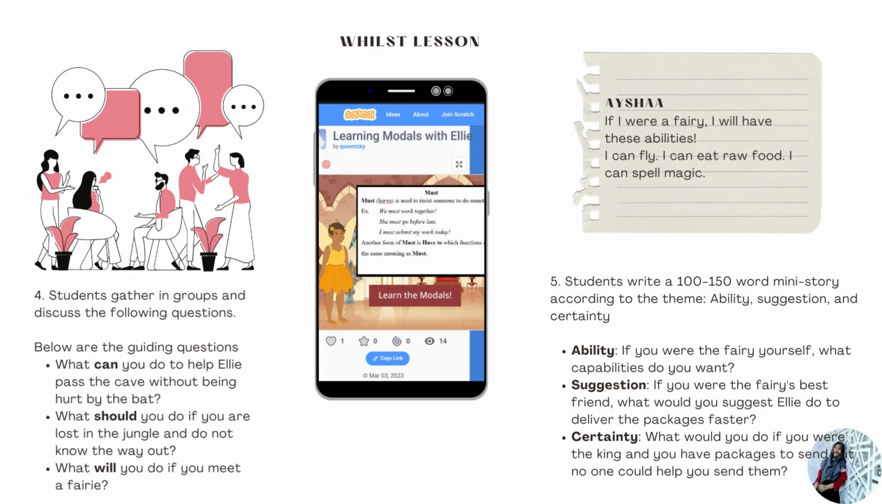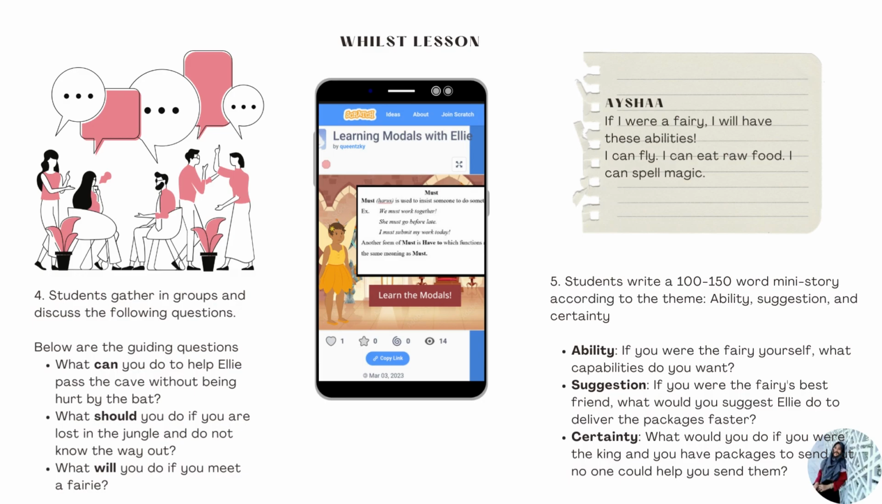So the guiding questions are: number one, what can the students do to help Ellie pass the cave without being hurt by the bat? Number two, what should you do if you were lost in the jungle and don't know the way out?